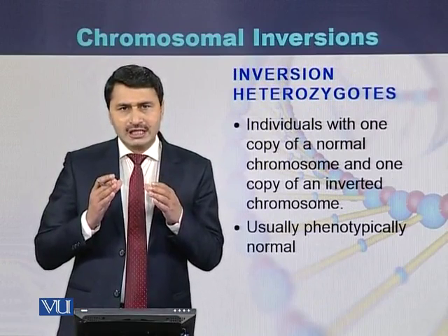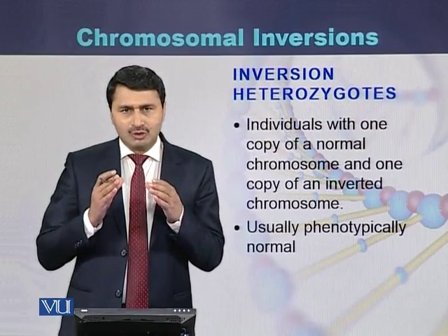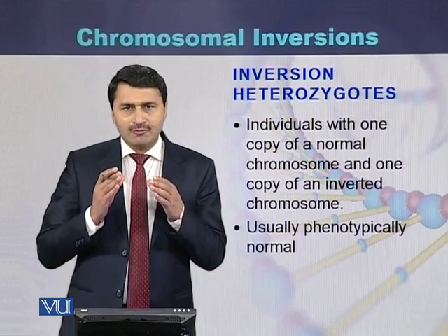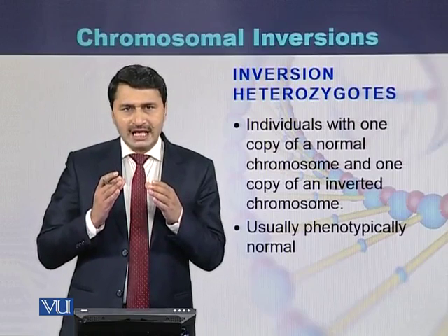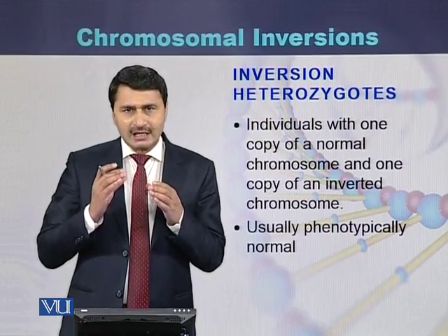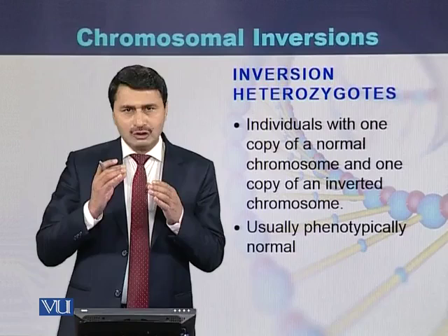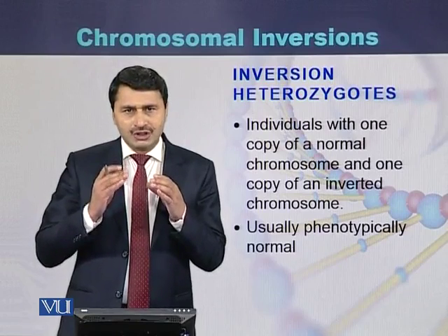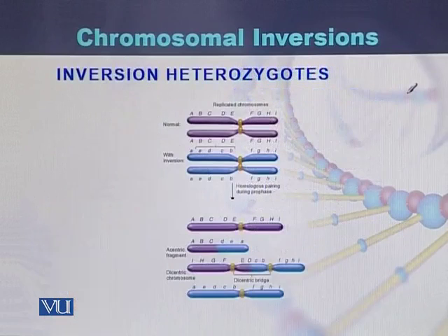Heterozygote individuals in case of inversions are those individuals that contain two chromosomes. In one of the chromosomes, they have an inverted segment of the DNA, while the second chromosome has the normal sequence of the DNA or the normal positions of the genes. With this diagram, we can understand what inversion heterozygotes are.